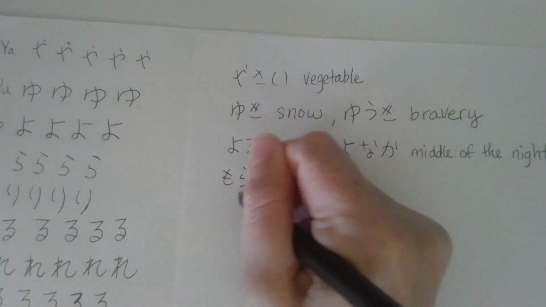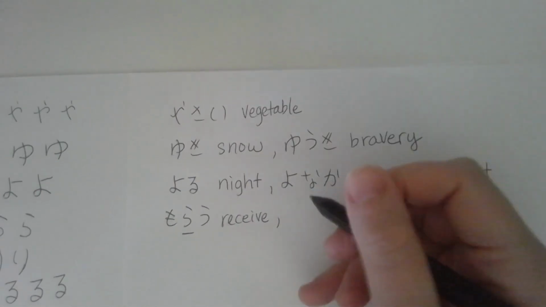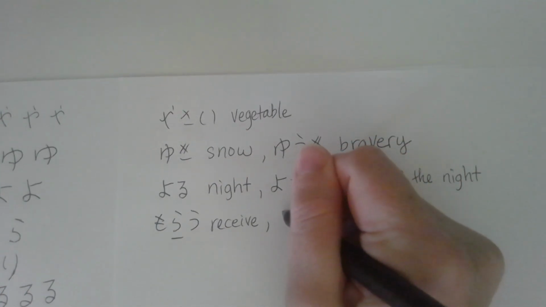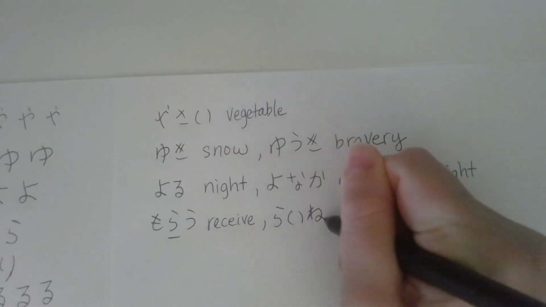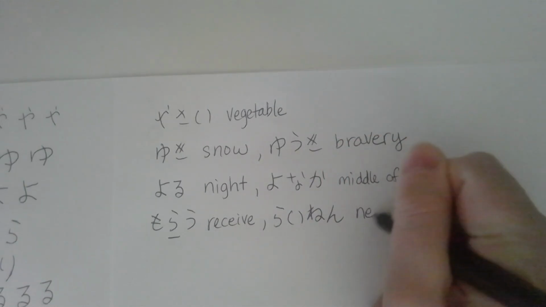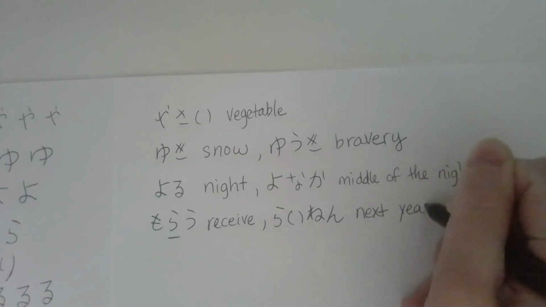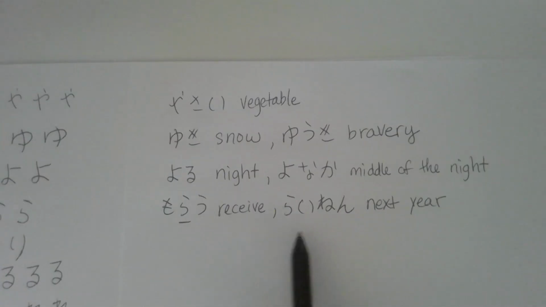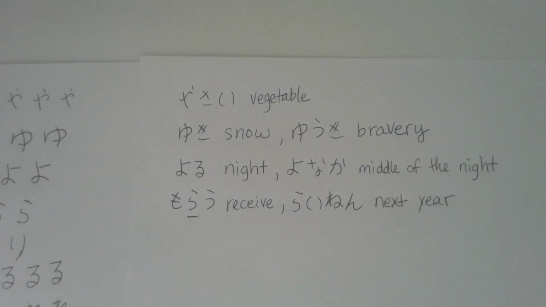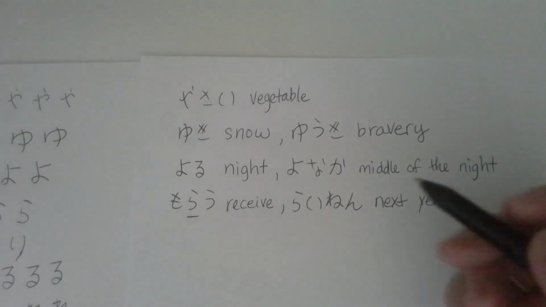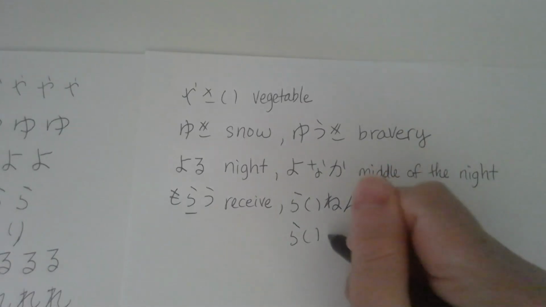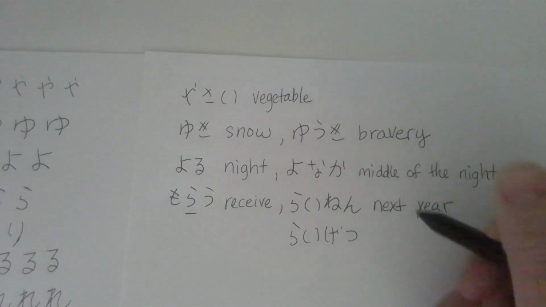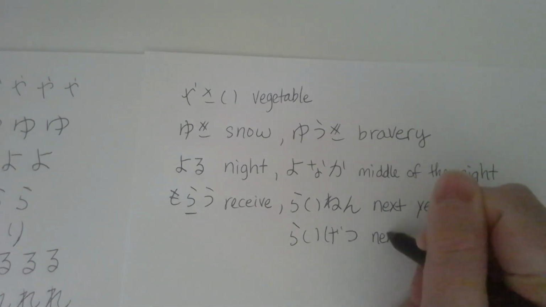So we have ra. We can do rainen. Rai means next. Nen means year. That means next year. And then we could do like rainichi. Next. Oh. Not rainichi, raigetsu, oh, I didn't teach you this yet, but that's next month.